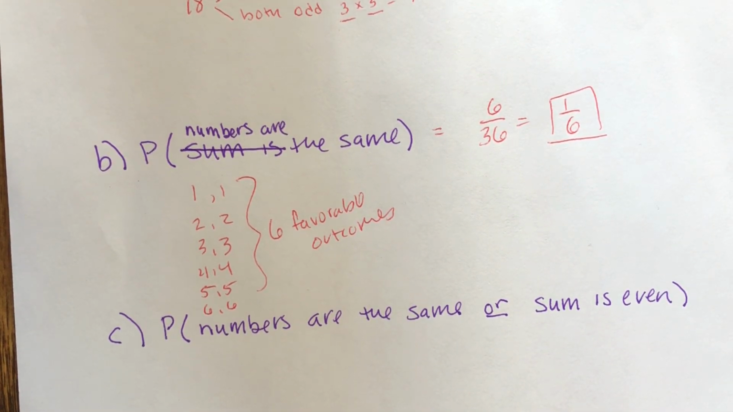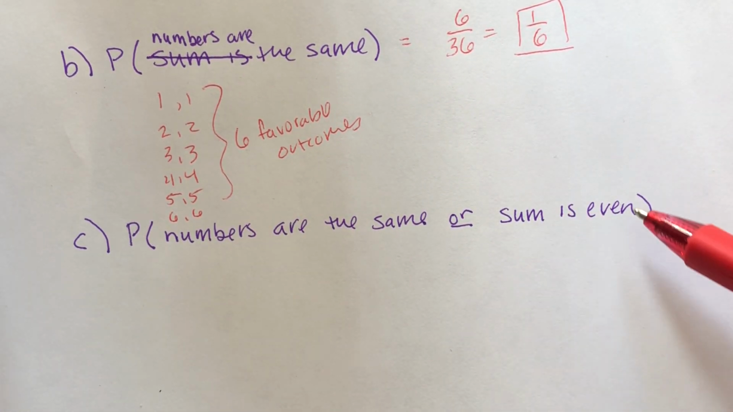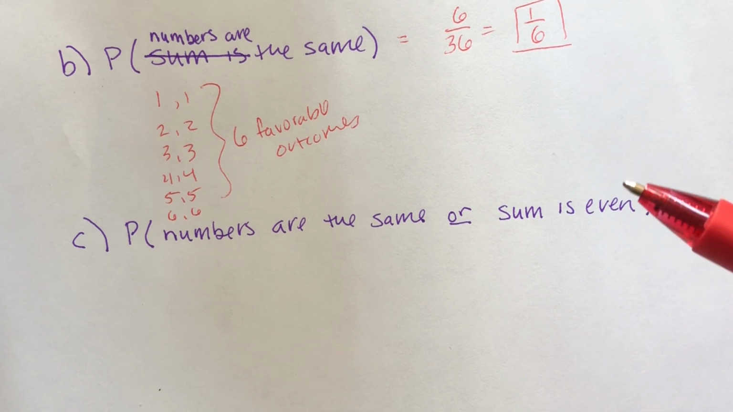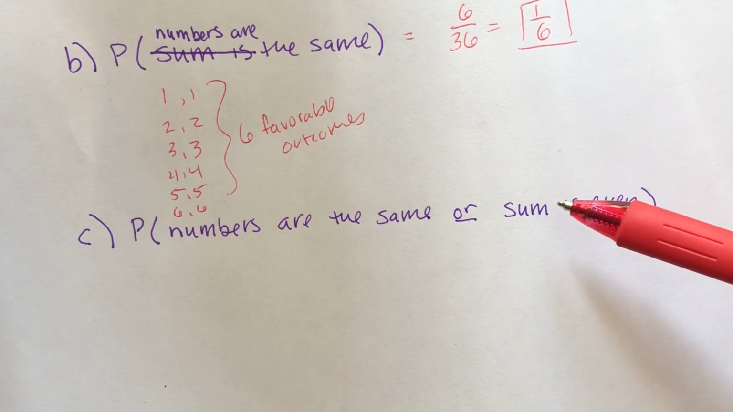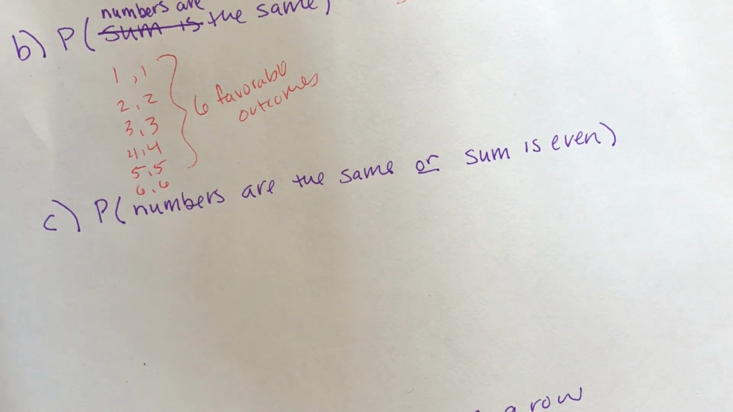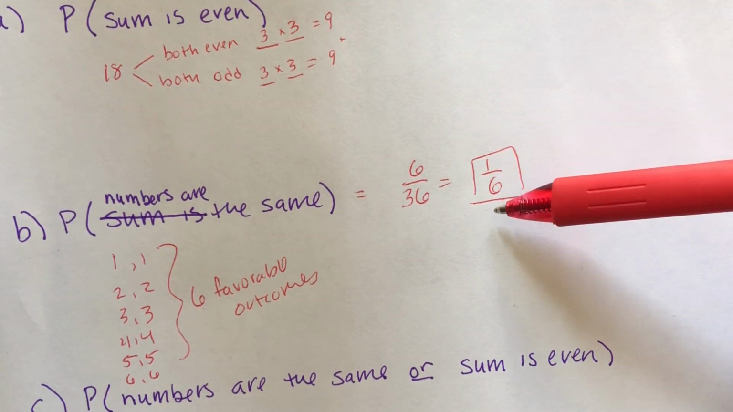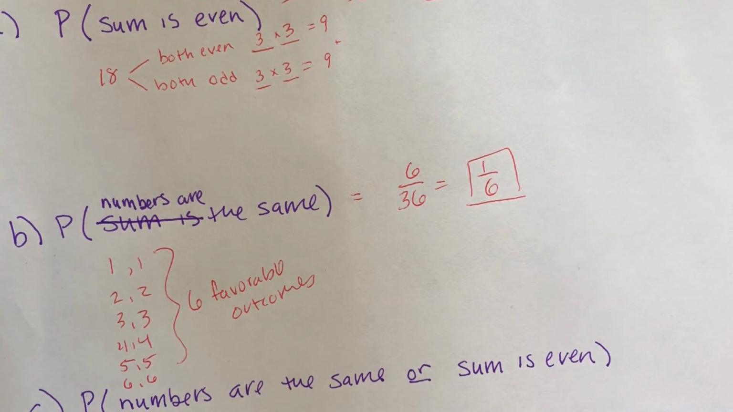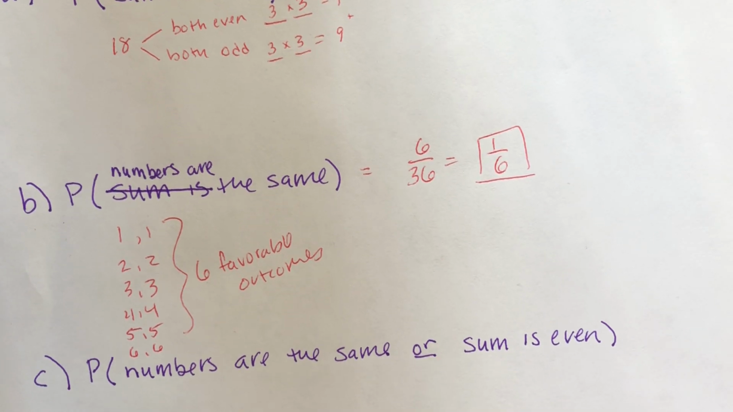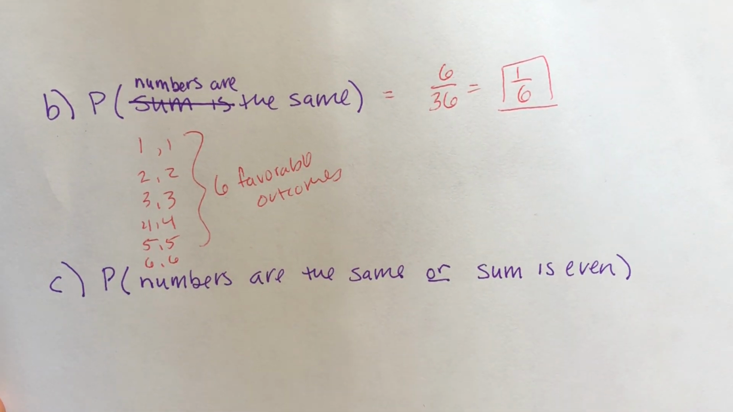And finally, for part C, we want to find the probability that the numbers on the dice are the same, like we saw in part B, or that the sum is even. Okay. So let's think about this here. Just like in the warm-up problem of part 1C, this is an or statement, so you might be tempted to add up the previous 2 probabilities or add up 18 plus 6, but the problem is you might be double counting here. And so what we have to do is figure out how many outcomes satisfy that they're the same number or that the sum is even.